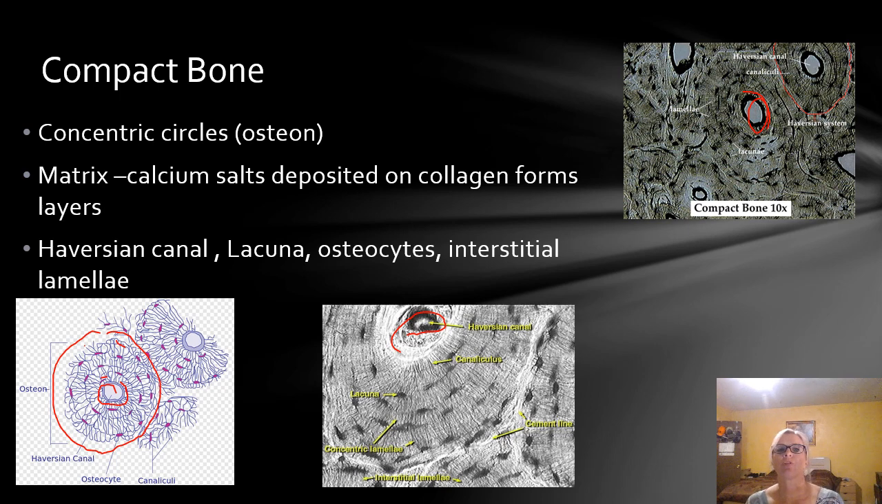And so those are circular vessels. They run the length of the bone, and they supply blood vessels and all for osteocytes. And so in the matrix, you're going to find things like calcium salts deposited on collagen, and that is what forms the different layers. And then some of the features that you're going to look at are going to be haversian canal, lacuna, osteocytes, and lamellae. All right.